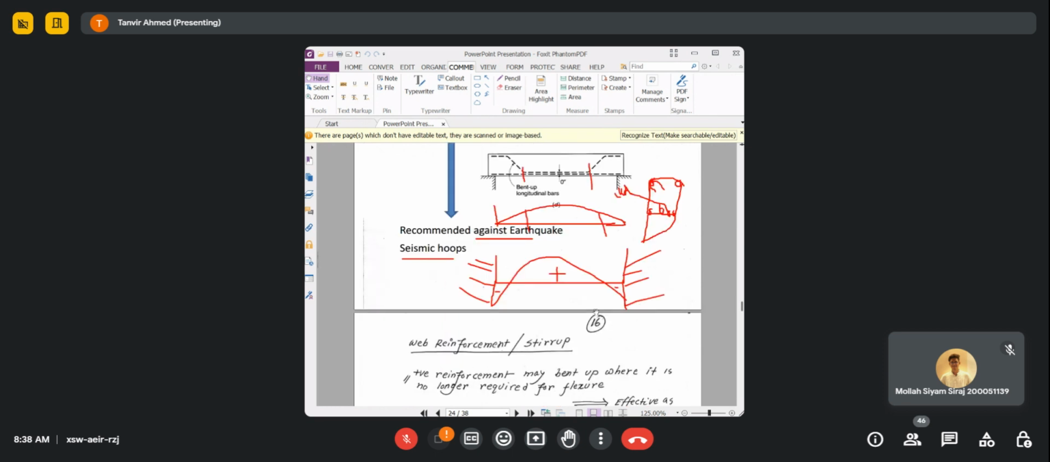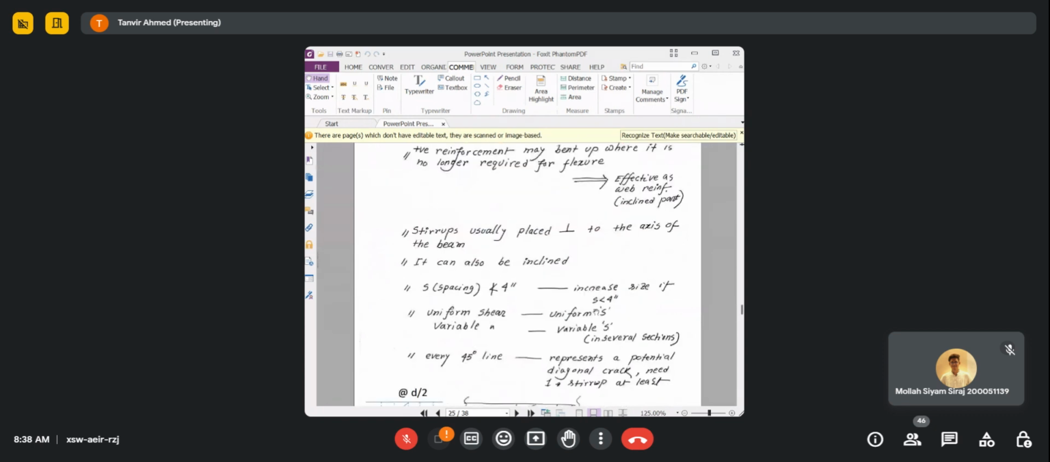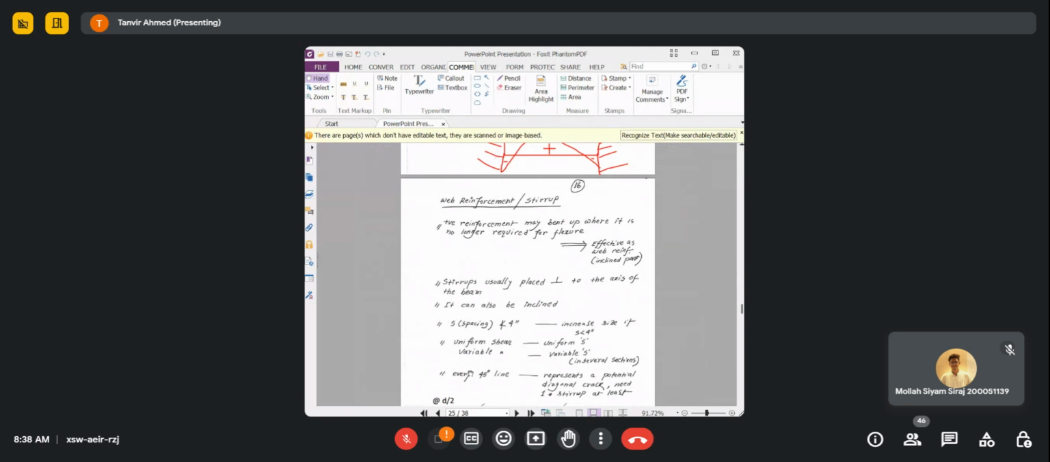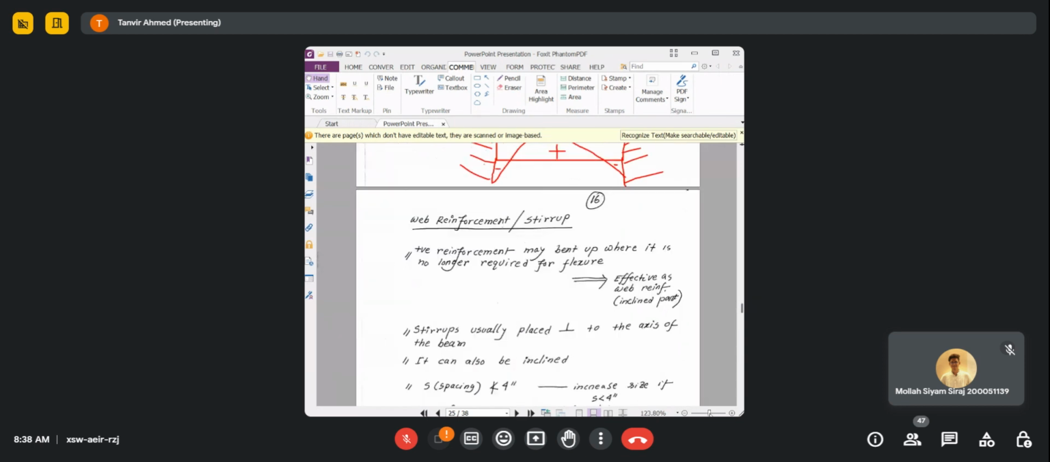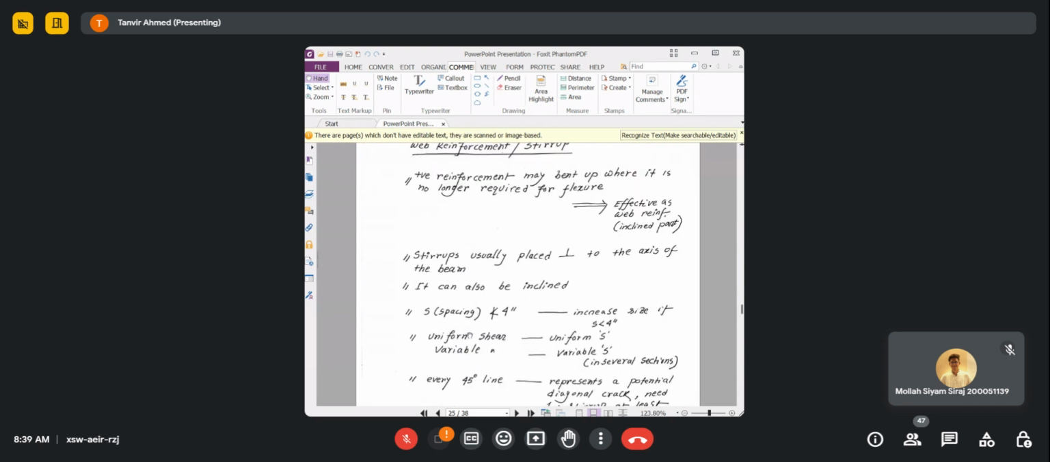Okay, now there are some other things that you need to address, or that you should follow when you are providing the stirrups, web reinforcement or shear reinforcement. We'll quickly review those things, and then we will move into a problem, inshallah.